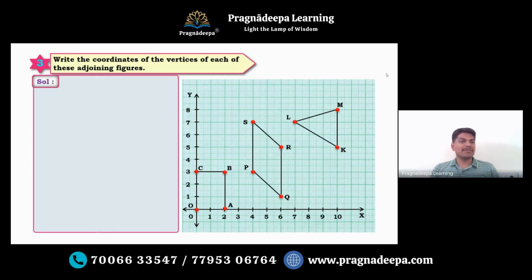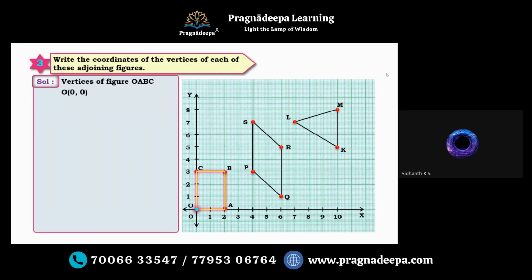So let us start from the first. Let us take figure OABC. Can you see OABC? Is it a rectangle actually? Yes, sir. It's a rectangle. Length is 3 units and breadth is 2 units. So how can you write the figure? Just observe this. The vertex is O. Is it 0, 0? Yes, sir. It's the origin, 0, 0.